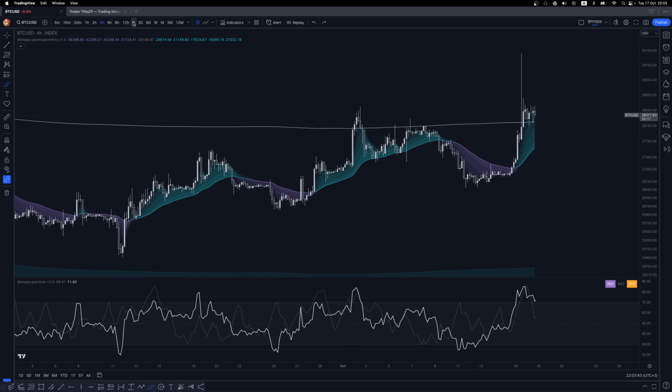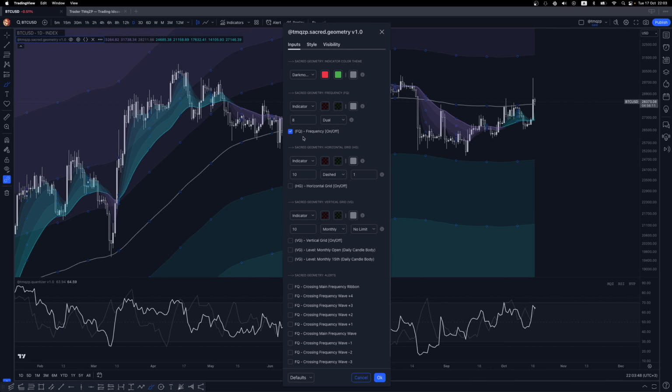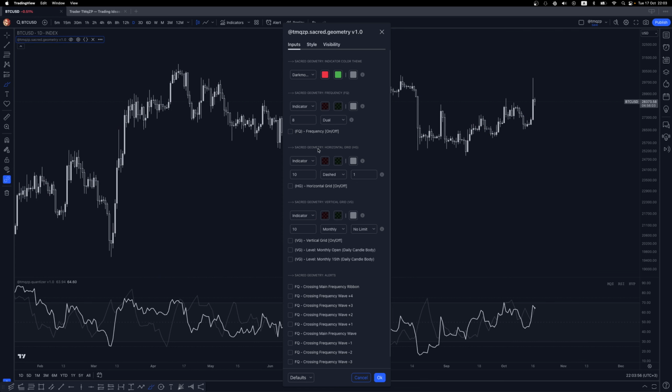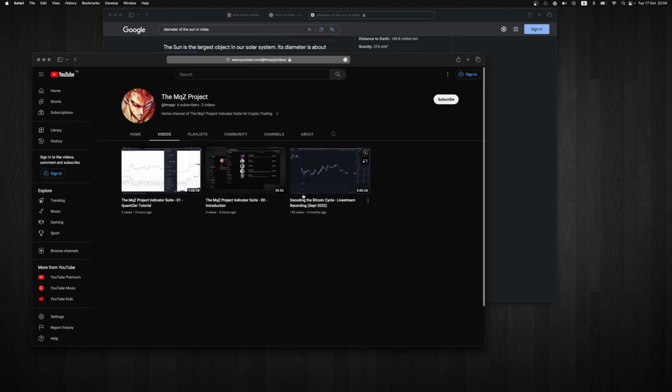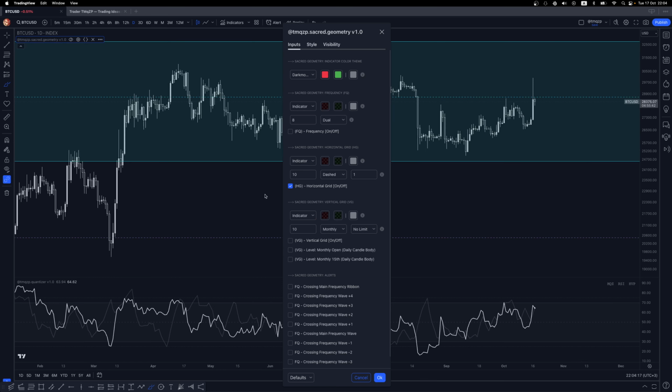So that pretty much covers the frequency aspect of this indicator. Let's move on to the next one, which is the horizontal grid. As I mentioned in the beginning of the video, if you want to know more about it, check out that video on my channel, the very first one of all. It's from a while ago, it's a live stream, but go check that out. Essentially, it just generates all those lines I talk about in that video automatically for you.